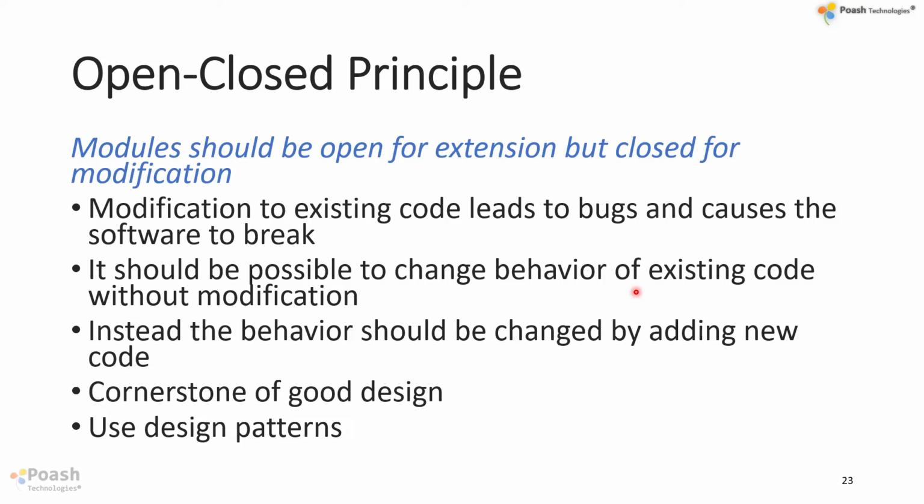Therefore, we should write code in such a way that we should be able to change its behavior in future. And we should be able to do that by adding new code, not by modifying existing code. This principle is the cornerstone of good design. Because in good design, we should be able to add new features without modifying existing code. One way to implement this principle is by using design patterns.